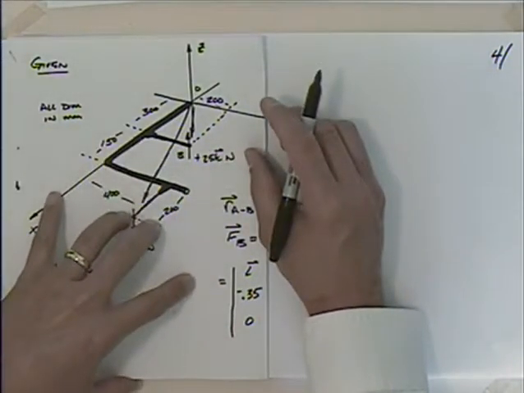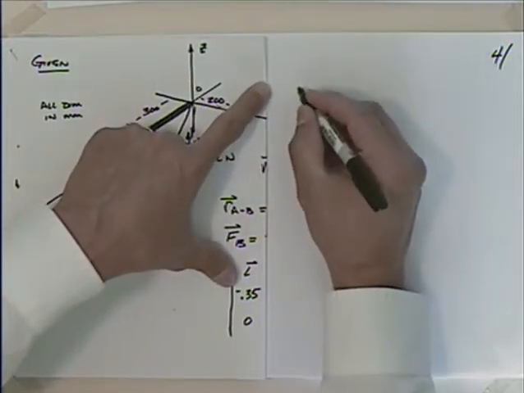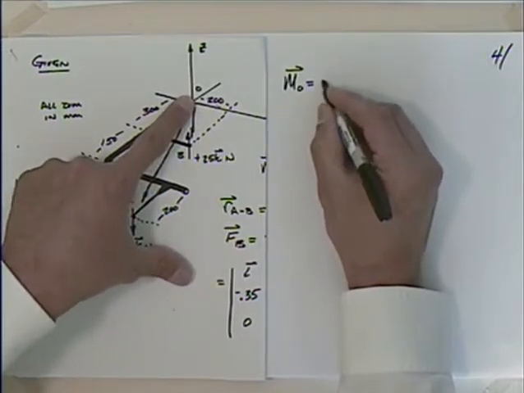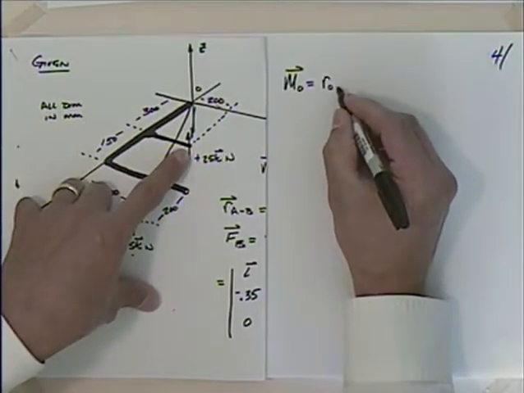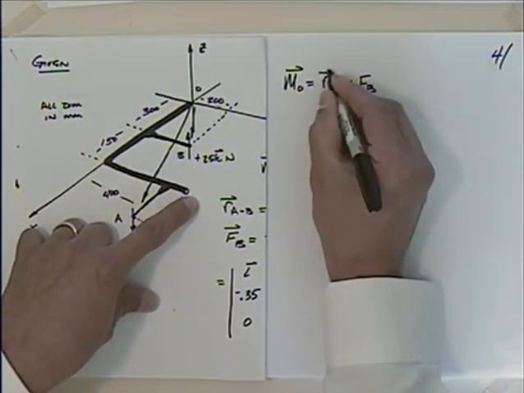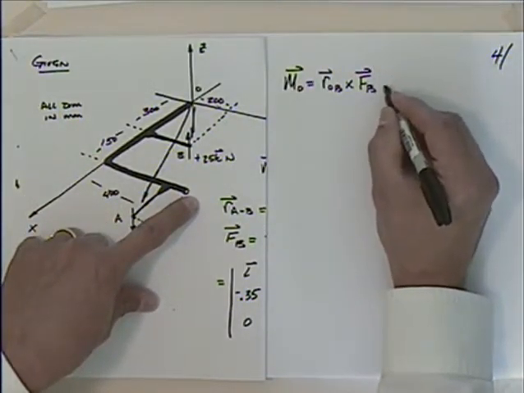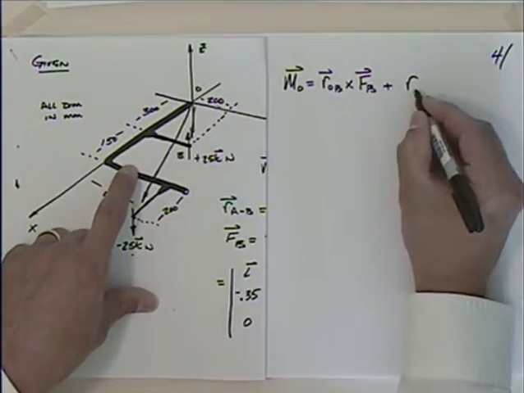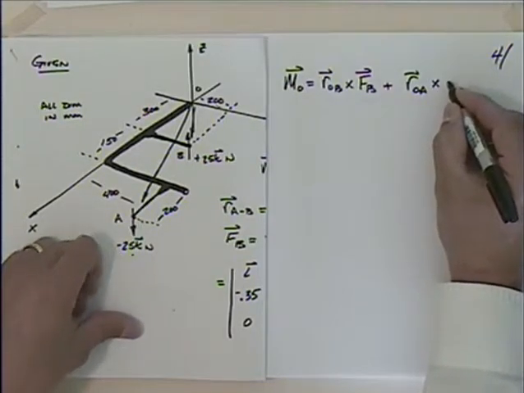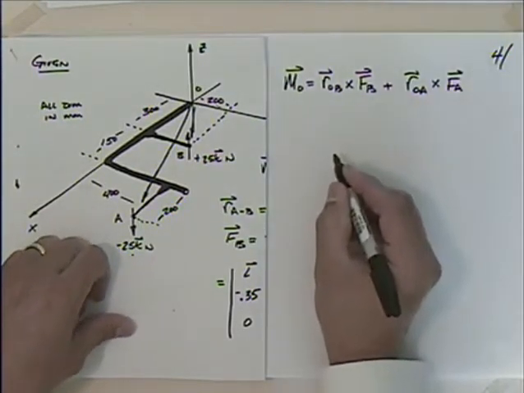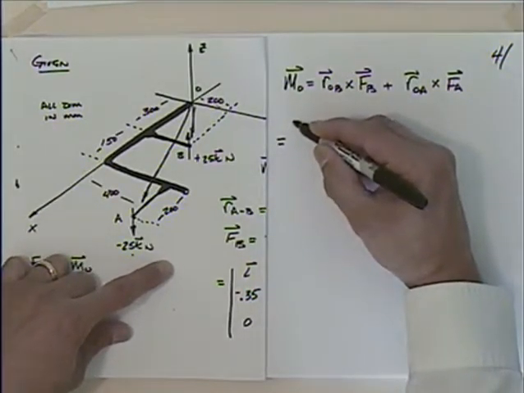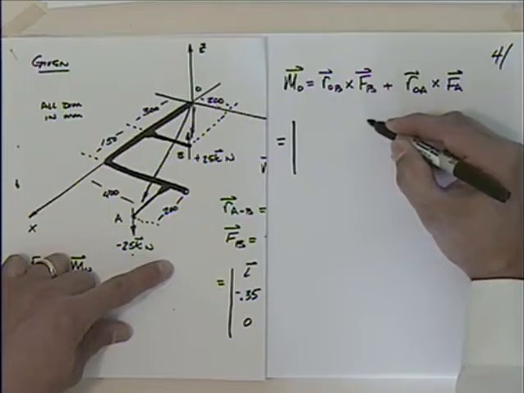So I could say that the moment about O would be equal to r from O to B crossed with the force at B plus r from O to A crossed with F sub A, right? So what does that look like? Well, maybe I'll just drop straight to the vector form.